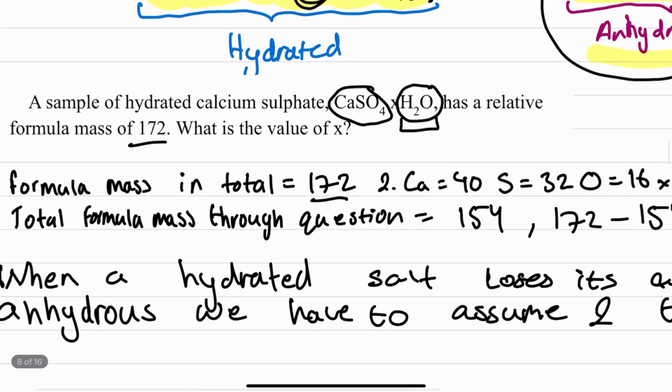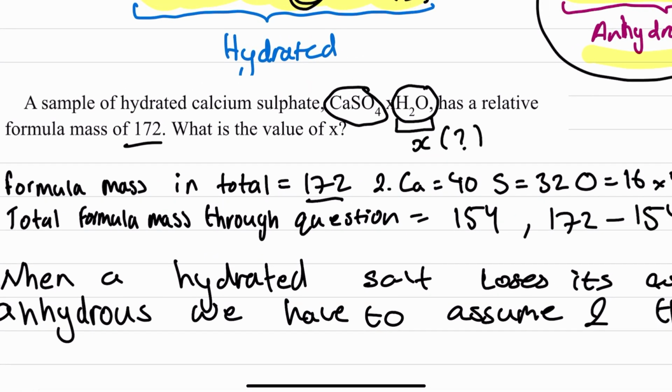The reason why we do this is because we know that X, whatever X is, is multiplying the formula mass of H2O. Therefore, expressing this mathematically would be X brackets Y is equal to Z. To get the value of X, we must divide both sides by Y. So X would equal Z over Y.